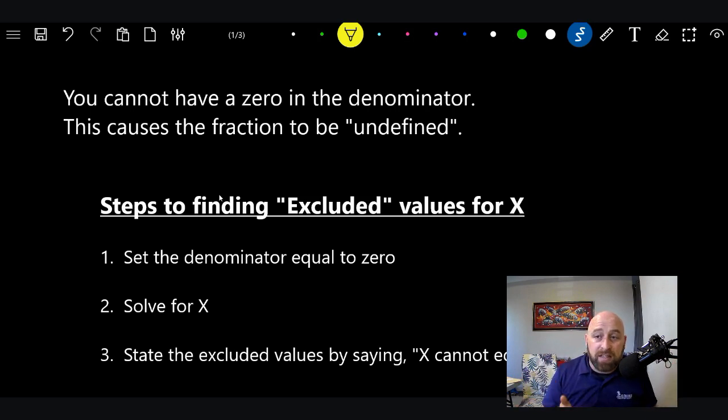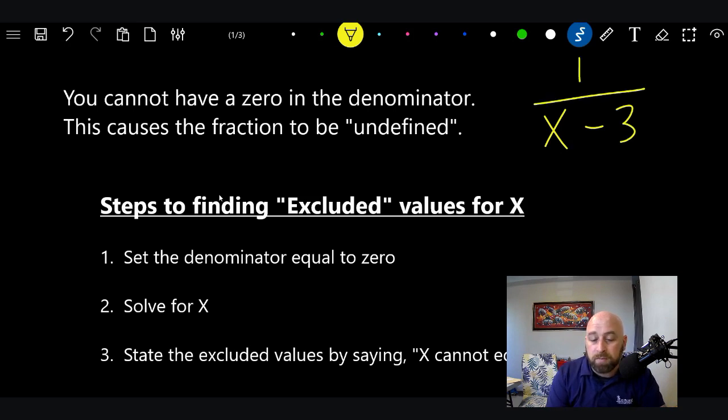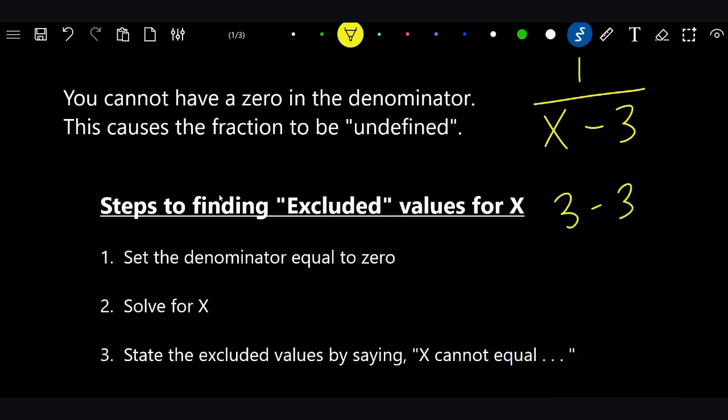Because if x equals 3, let me show you an example here. Let's say that we have x minus 3, and that's the denominator. Let's say the numerator is 1. If x equals 3, so if we say 3 minus 3 equals 0, that means that 1 over 0, and we cannot have that. We cannot have 0 as the denominator. So in this case, x could never equal 3. If x equals 3, then it is math error or it is undefined.